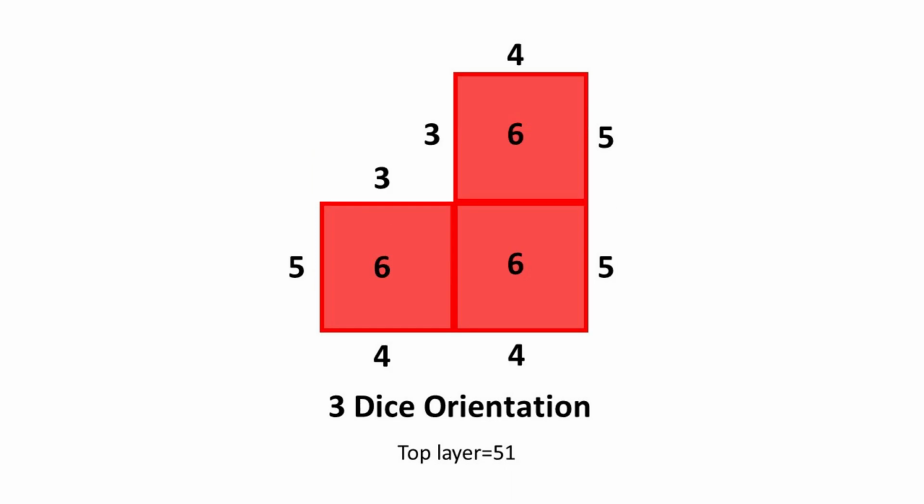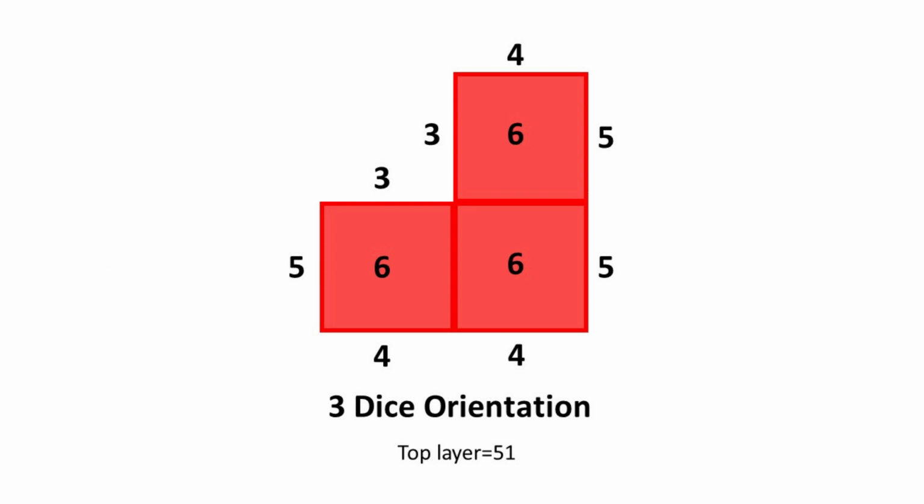Now for 3 dice orientation, now this dice will have 4 visible faces, top, left, right, and this one. So this will be 6 plus 5 plus 4 plus 3. And this dice, it has only 3 visible faces. It will be this, this, and this. So 6 plus 5 plus 4. And this has 4 visible faces, 6 plus 5 plus 4 plus 3.